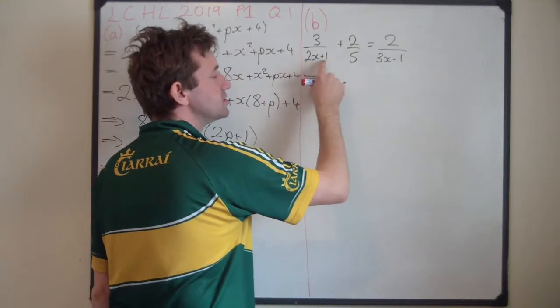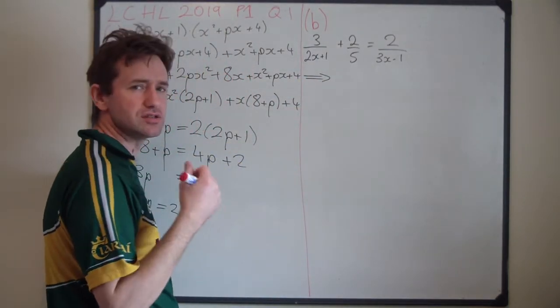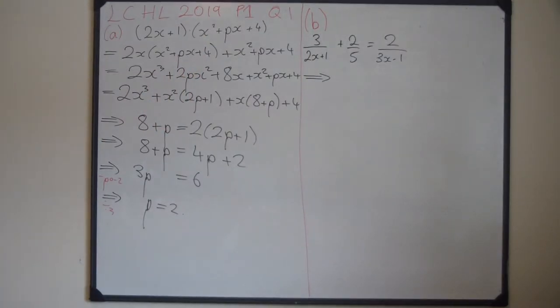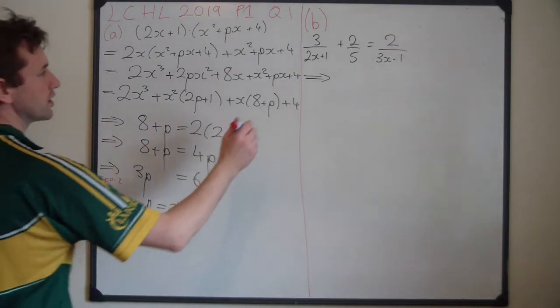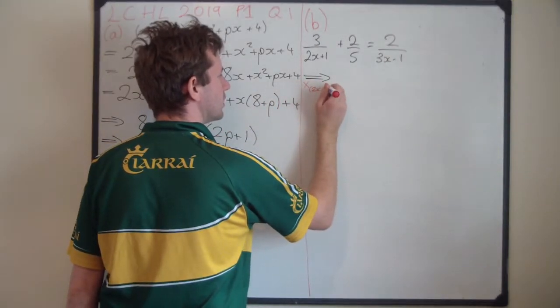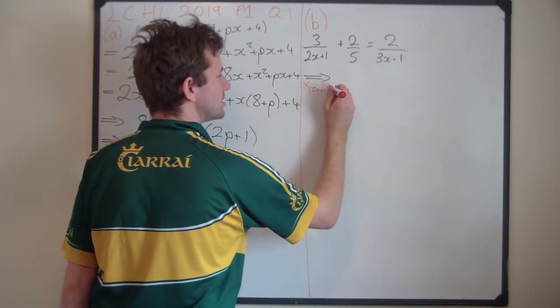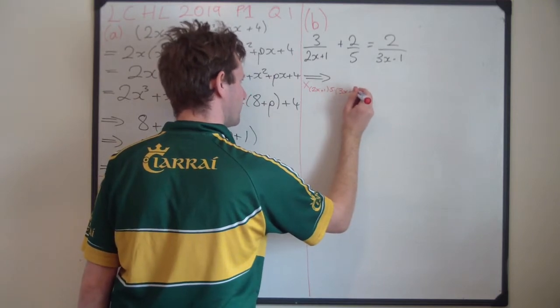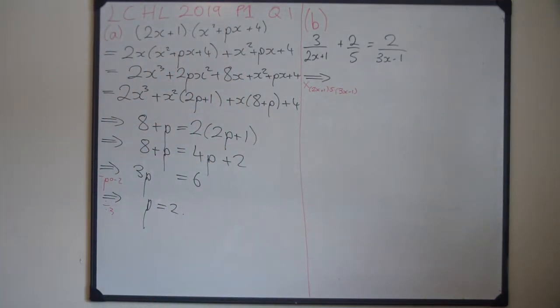I don't like division by 2x plus 1 here. Fractions are difficult. So what I should do is get rid of the division by 2x plus 1, and I do that by multiplying by 2x plus 1. So I'm going to end up multiplying both sides by 2x plus 1. Similar story, I'm going to multiply both sides by 5, and I'm also going to multiply both sides by 3x minus 1. So I'm going to multiply both sides by this. Now I'm going to take some shortcuts here.